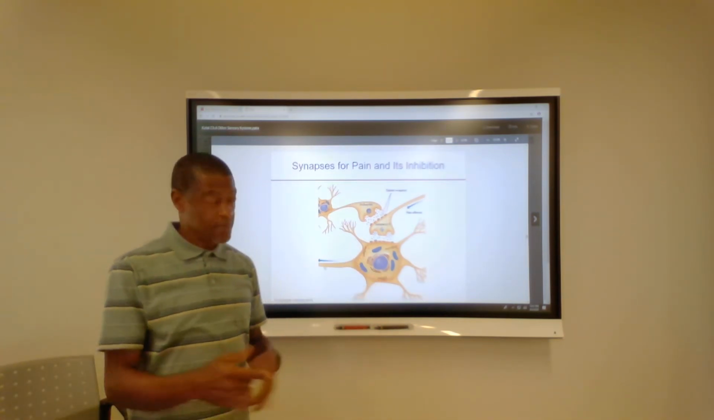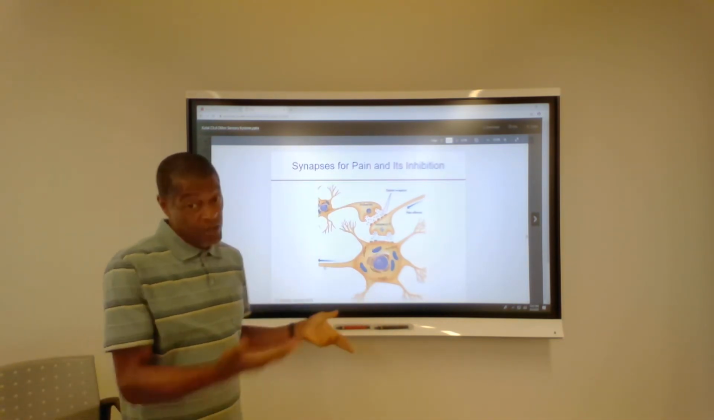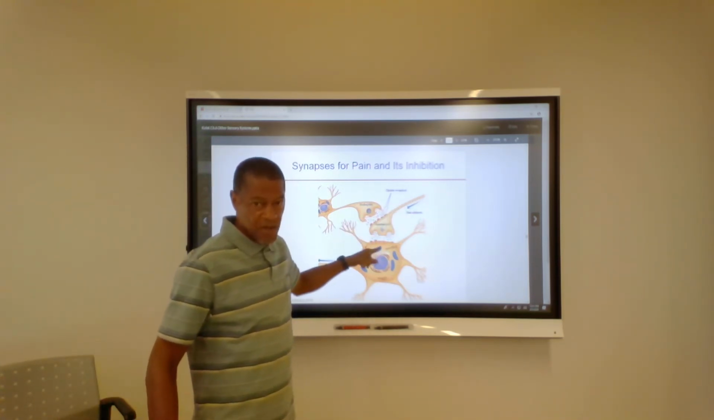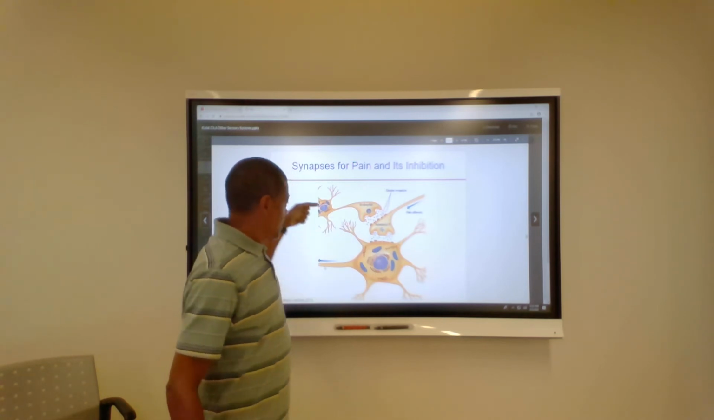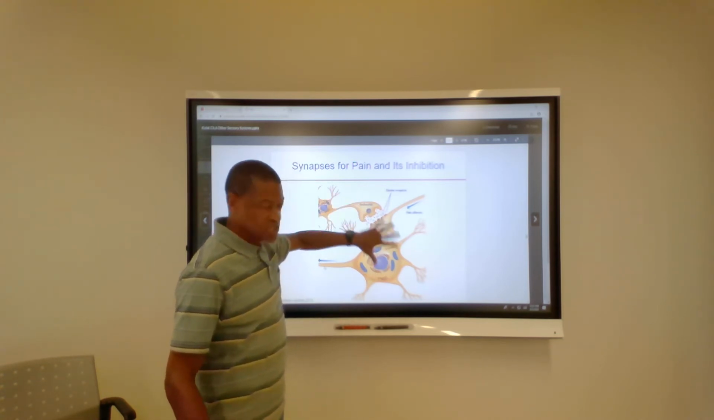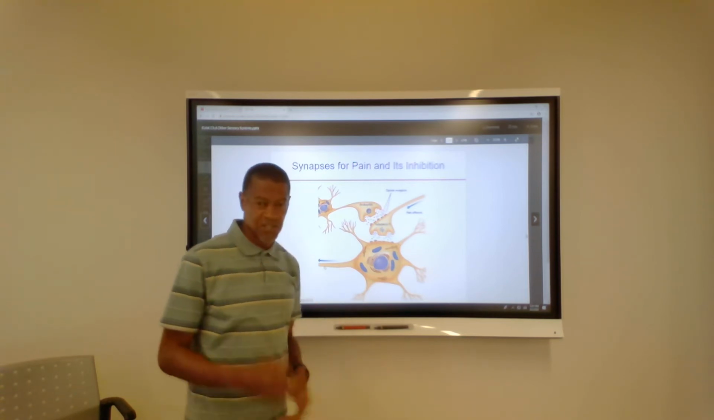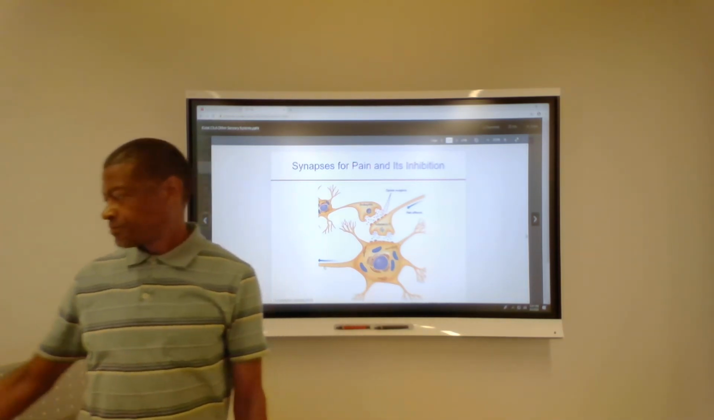In the interest of time, you can go over that figure on your own. It's describing what I just said. Substance P causing the pain is in the blue. The endorphins from up above come down and shut that down, stopping the pain so it doesn't continue to go to that body part.